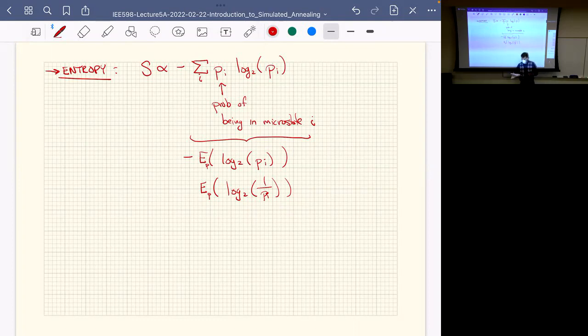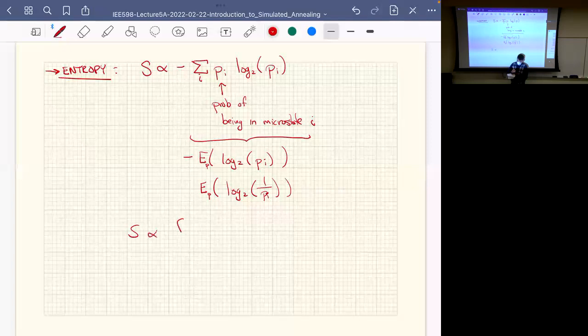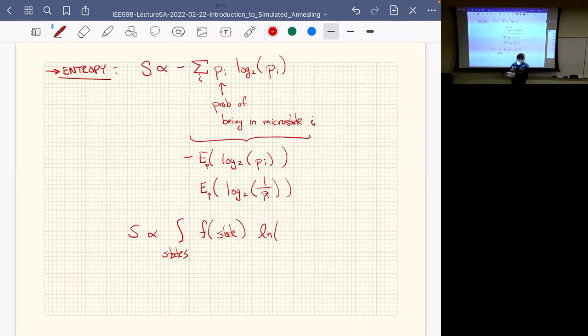And you can extend this to the continuous case as well. If I have a continuous set of microstates, I can take the integral over all my states of the probability distribution of my states times, in this case, the natural log, which is more common, of the probability density, not of position, of state, d state. So this is the continuous extension.